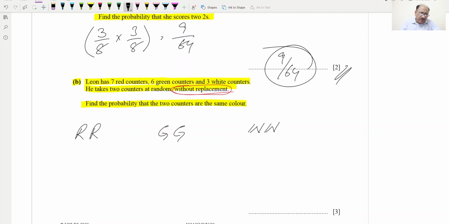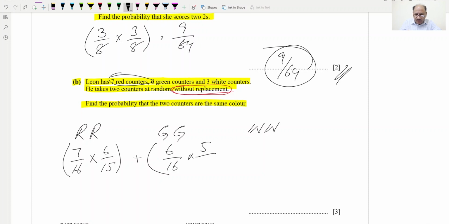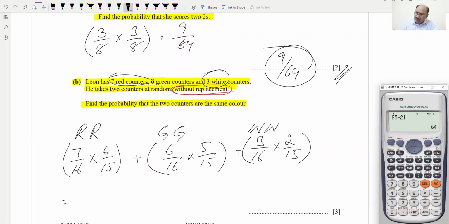So the probability of getting first red is, there are 7 red counters and total are 16, so it will be 7 out of 16, and for the second red, one red is already gone, so it will be 6 out of total now 15. So this will be the probability for getting red, red. For green, green, there are 6 green, so 6 out of 16, and the second will be 5 out of 15. Similarly, white are 3, so 3 out of 16, and the second will be 2 out of 15, and we will be simplifying this.